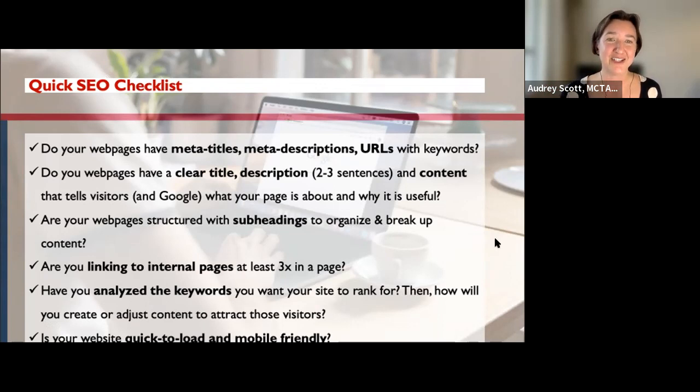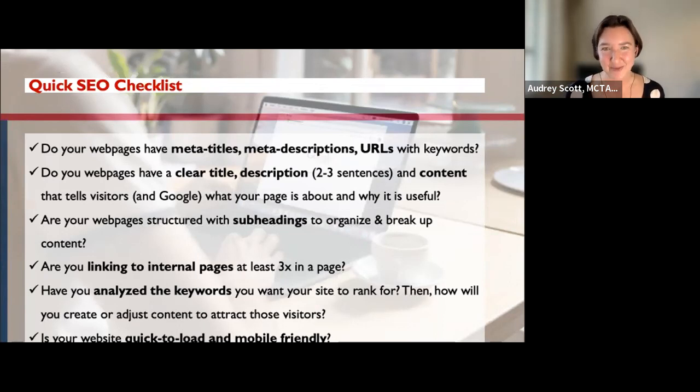So do your pages have meta titles and meta descriptions? Does your URL, your link, make sense? Does your page have a clear title and a clear description at the top that really explains what this page is about, what you're going to get, and why I should continue reading, telling Google what this is about and what problems it solves? Do you have comprehensive content that answers that question and provides a service, a solution? Are your pages structured with subheadings to organize and break them up? Are you linking to at least 3 internal pages on each of your web pages?